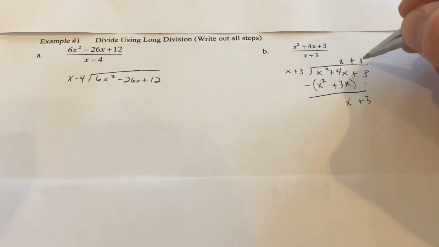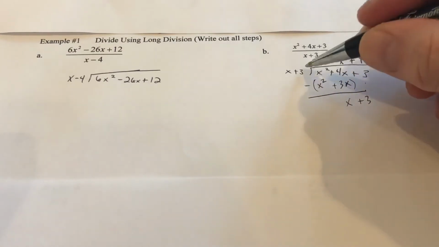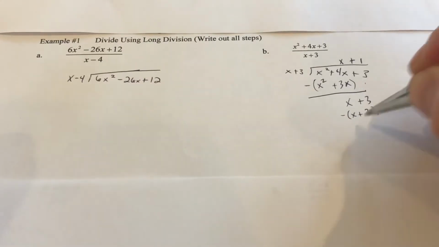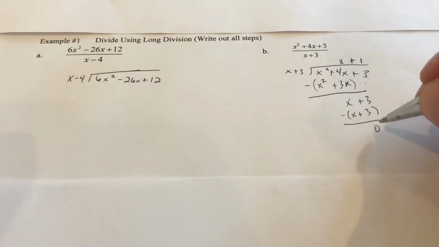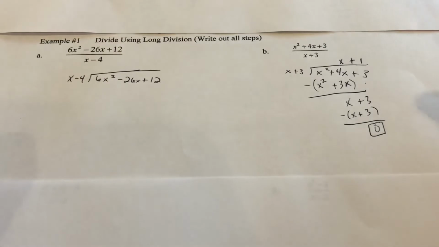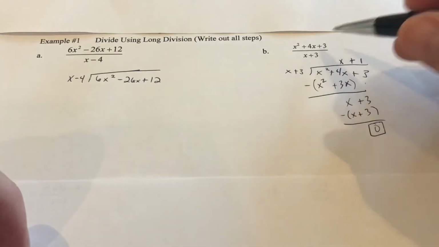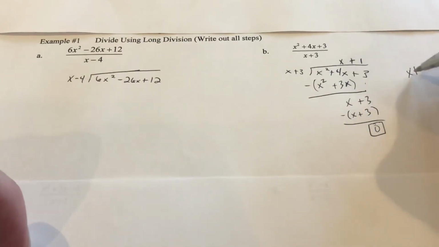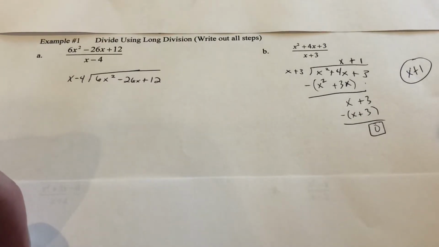Notice the constants are lined up. Now let's multiply 1 times x plus 3. That gives me x plus 3. I want to subtract just like before, and I get a remainder of 0, okay? So the quotient here, when I divide x squared plus 4x plus 3 by x plus 3, is going to be x plus 1 with no remainder, okay?